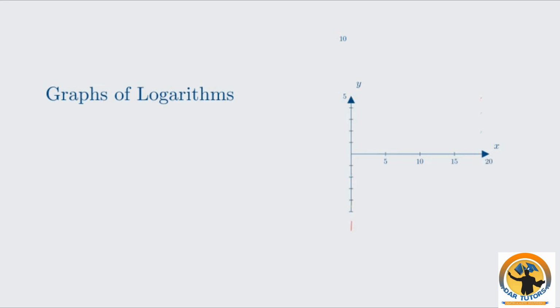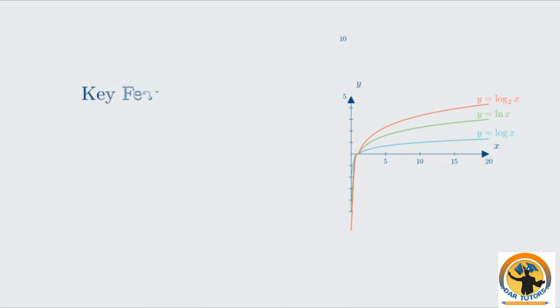Here are the graphs. The blue curve is y equals log x, the green is y equals ln x, and the red is y equals log base 2 of x. Let's identify the key features of these graphs. First, all three graphs cross the x-axis at the point (1, 0). This is because for any base a, log base a of 1 is always 0. This is a direct consequence of the fact that any positive number raised to the power of 0 is 1.